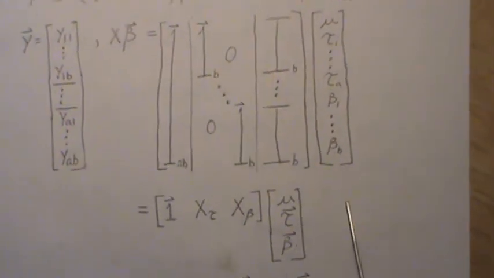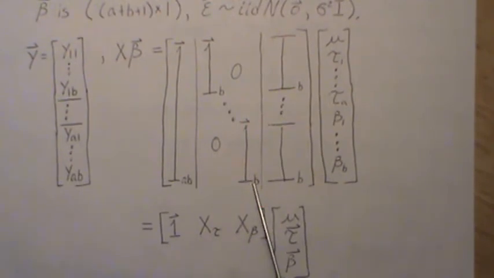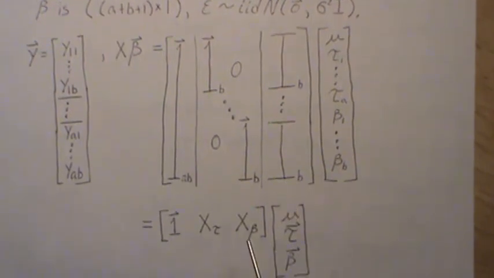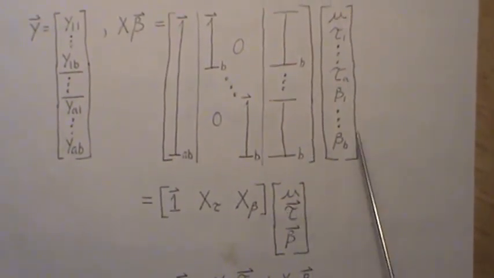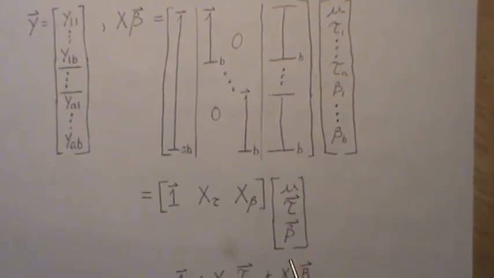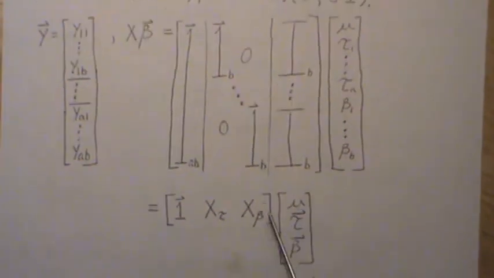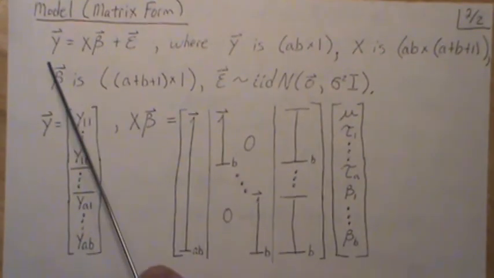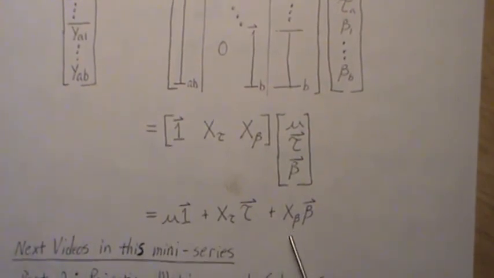Now, commonly we just call this column of 1s. This here is the column space associated with treatment, so we call it X_tau. This is X_beta, since this is associated with the blocks. Of course, the mu parameter, but then we just think of this as a vector of taus, and this is a vector of betas. And then when we do that multiplication, we get this. So this is how it is usually seen. Remember, this is only X beta. So when you write out the model, of course, there'd be an error term associated with it. But this is the design matrix times the parameters.